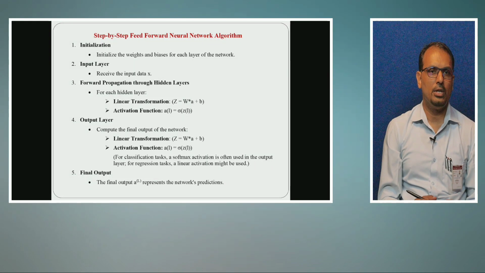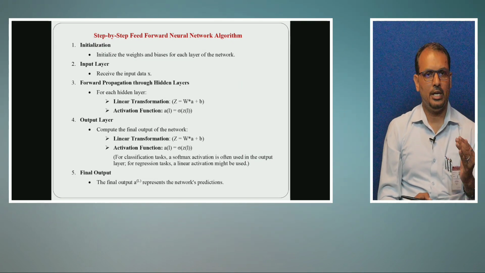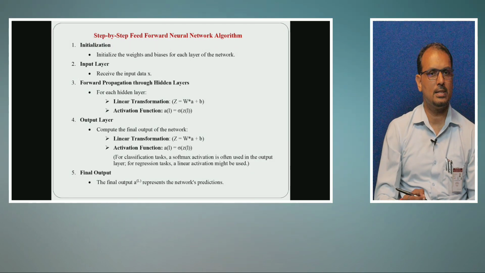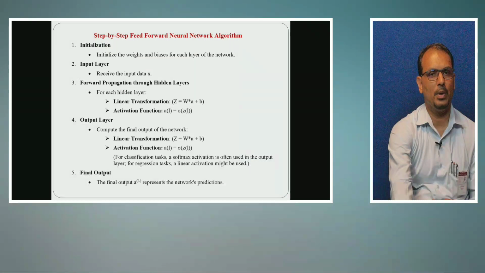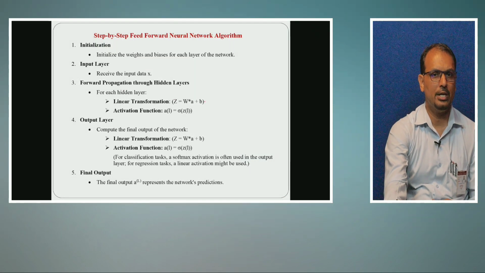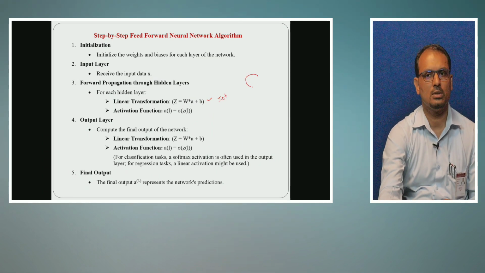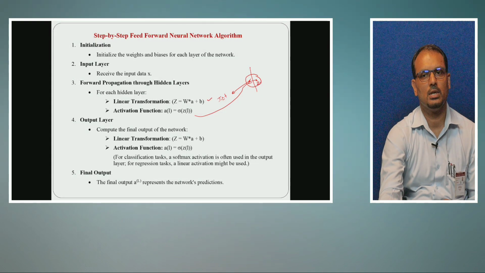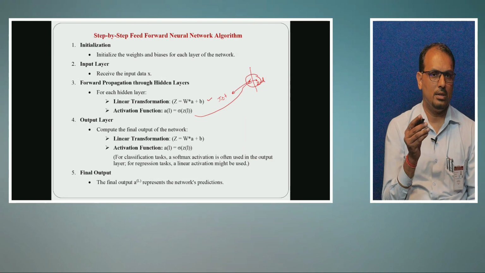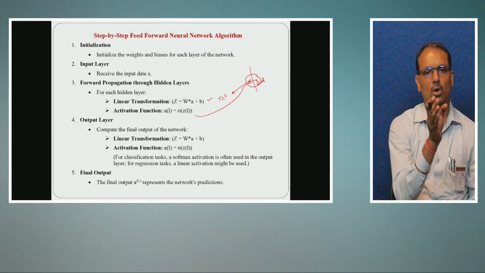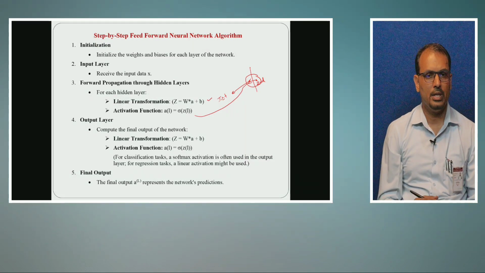These are the algorithms that we just discussed. First, initialization, then the input layer receives the input data from X. Second, the forward propagation through the hidden layer: linear transformation, summation, the first phase. That's what I'm always mentioning, that each and every neuron works in two phases. The first one is this summation, and the second one is the activation function. The same step is repeated for all the neurons available in the network.